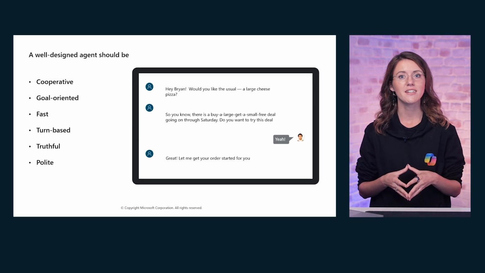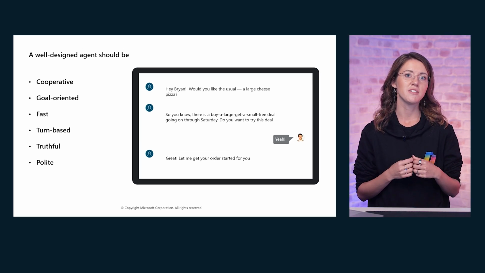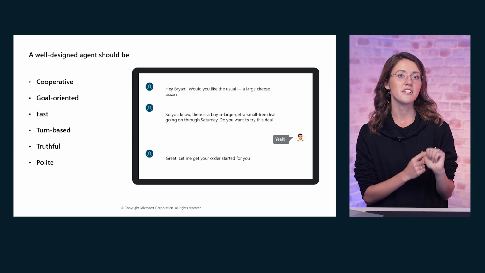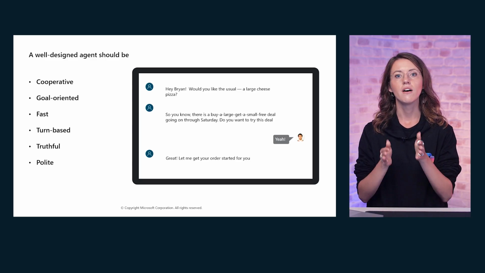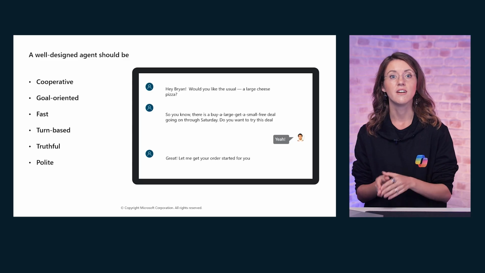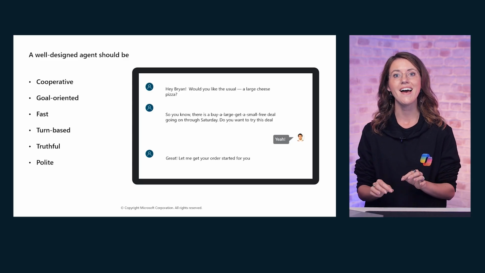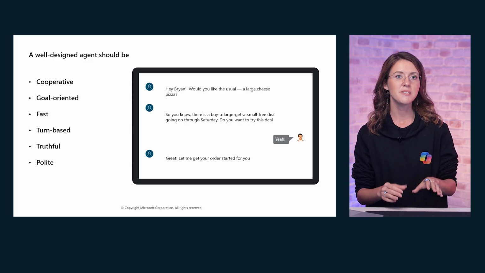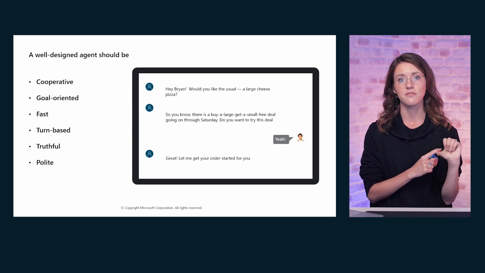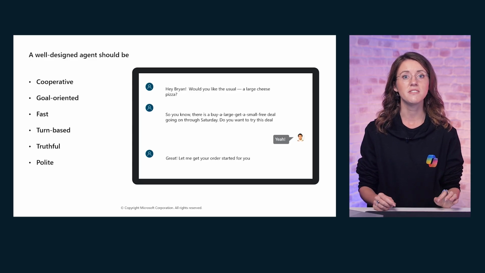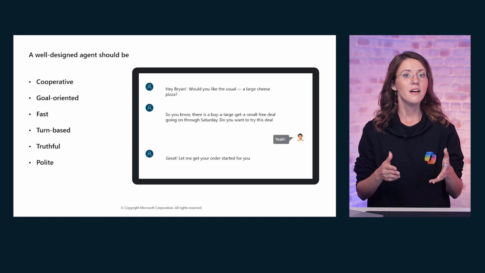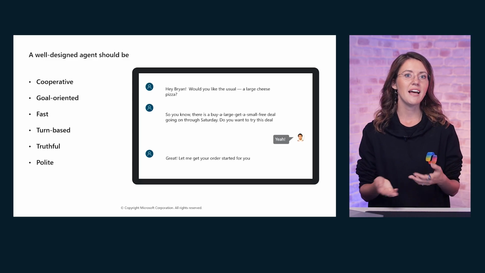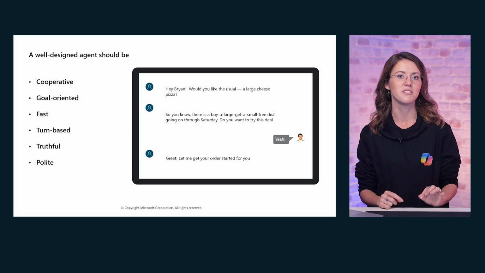Designing a well-functioning conversational agent involves several keys. Here are some essential tips. Designing a conversational agent is a cooperative, goal-oriented, fast, turn-based, truthful, and polite process involving several key principles. Let's break them down. First, cooperative. Your agent should engage with customers as naturally as a human would. It shouldn't require extra effort or special knowledge from the user. Think of it as having a friendly chat with a helpful assistant.